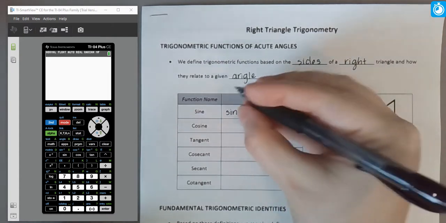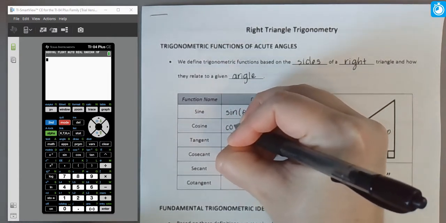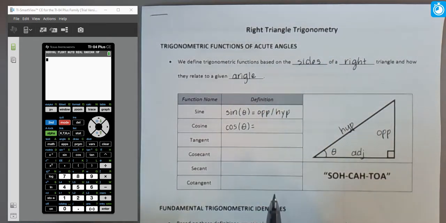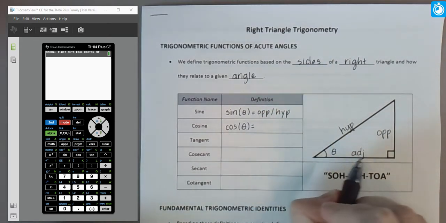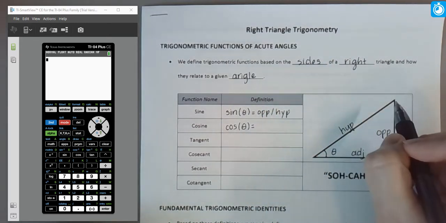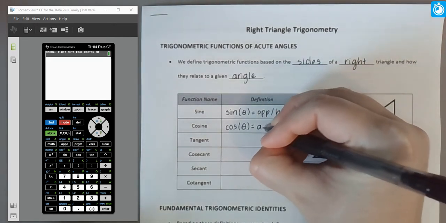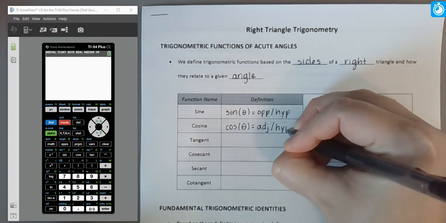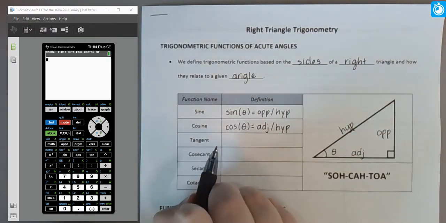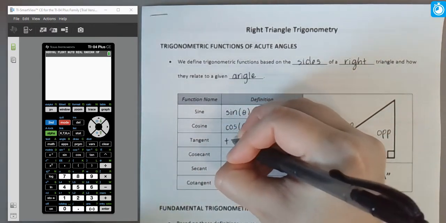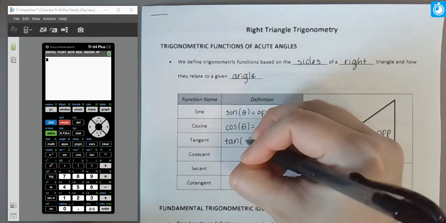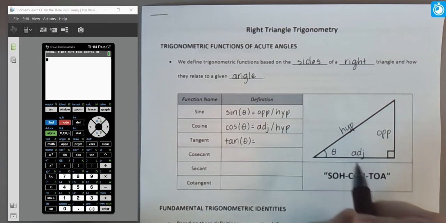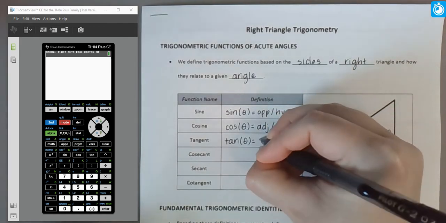Now the cosine, if we apply the cosine function to this acute angle, cosine is defined as the ratio of the adjacent side over the hypotenuse. So the adjacent side length over the hypotenuse. And then tangent, which we'll abbreviate as tan, tangent of theta, is defined as the opposite side divided by the adjacent side.